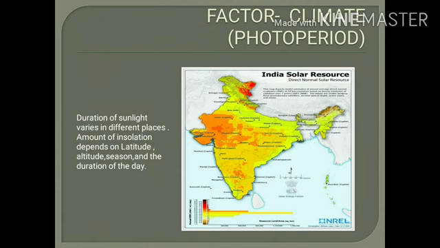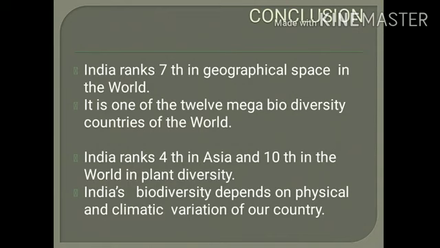India ranks 7th in geographical space in the world. It is one of the 12 mega biodiversity countries of the world. It ranks 4th in Asia and 10th in the world in plant diversity. So we have a comparatively small geographical space, but we have lots of diversity. Actually we have enough geographical space, but most areas are inhabited, so the space for natural vegetation is really less. Even so, our rank is not bad. India's biodiversity depends on the physical and climatic variation of the country, exactly like our cultural diversity.